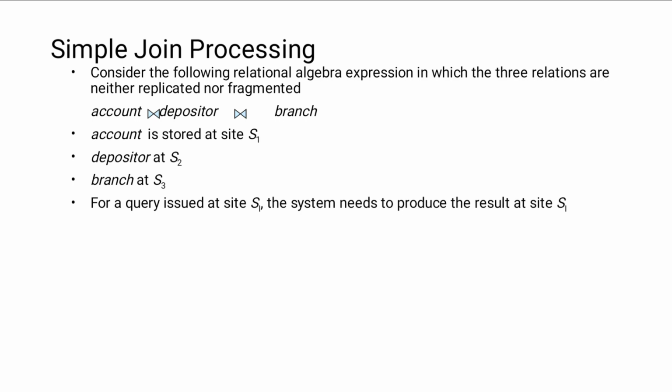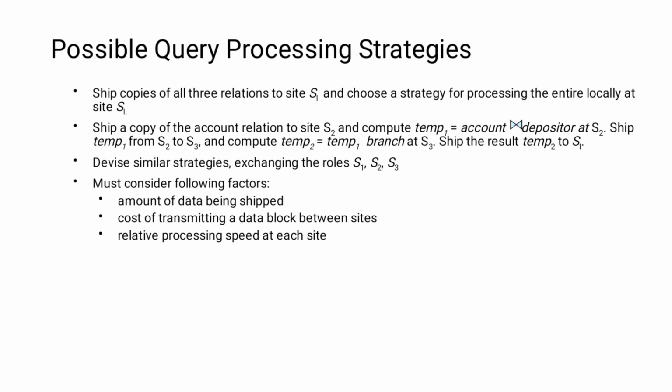Next, join processing. We can join multiple relations. Here we are going to see some examples. Account, depositor, and branch are 3 relations that are stored at sites S1, S2, S3 respectively. If a query is issued at site 1, the system needs to provide the result at site 1 itself. What are the possible query processing strategies? We can ship, that is, transfer or copy, all 3 relations to site 1, because we want the result at site 1, and choose a strategy for processing the entire query locally at site S1.